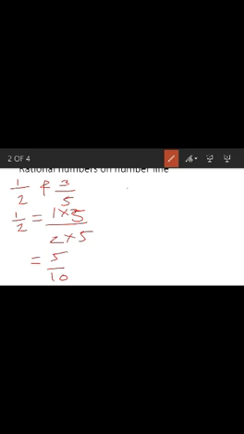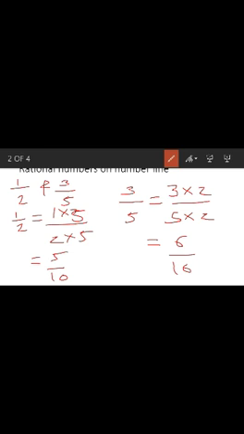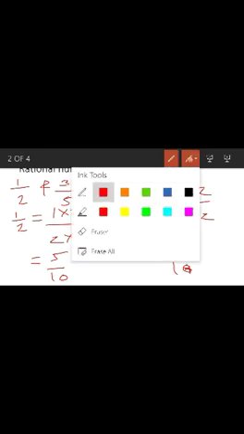In the case of 3 upon 5, we do the same thing: 3 multiplied by 2 upon 5 multiplied by 2, that gives 6 upon 10. Now we have these two numbers, 5 upon 10 and 6 upon 10. We need to write 5 upon 10 and 6 upon 10 on the number line. I'll draw the number line here.